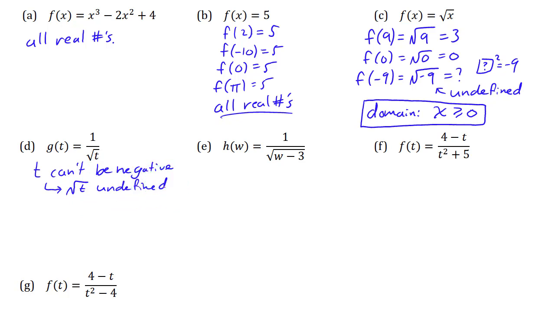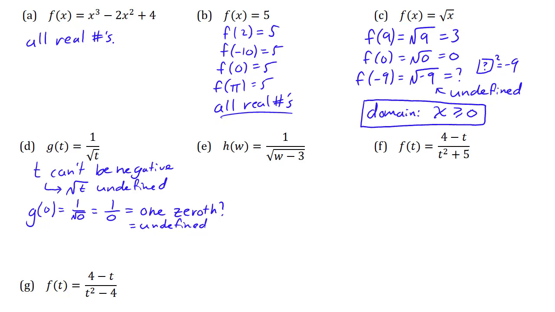What if t is 0? You're going to get g of 0, which is 1 over the square root of 0. And the square root of 0 is 0, so this is 1/0th, which doesn't make sense. Anything divided by 0 is undefined. So that means that 0 is not in the domain either.